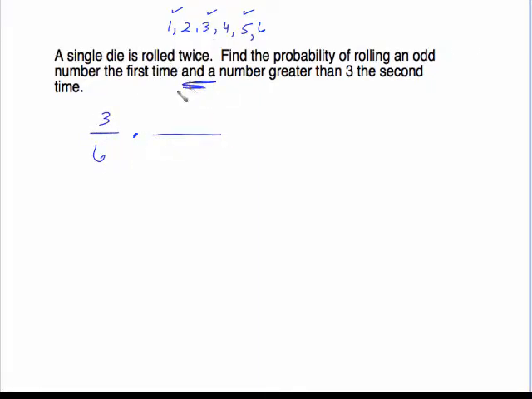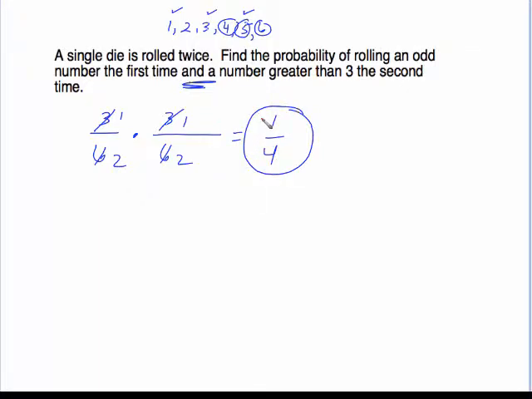And that's why we're going to multiply: a number greater than 3 the second time. Did this influence what's going to happen on this next roll? No. So we're just looking at this separately. A number greater than 3: 4, 5, 6, that's also 3 out of 6, which you can reduce each of these to 1/2 right now, or use your calculator, whatever works. So the chance of that happening is 1 over 4.